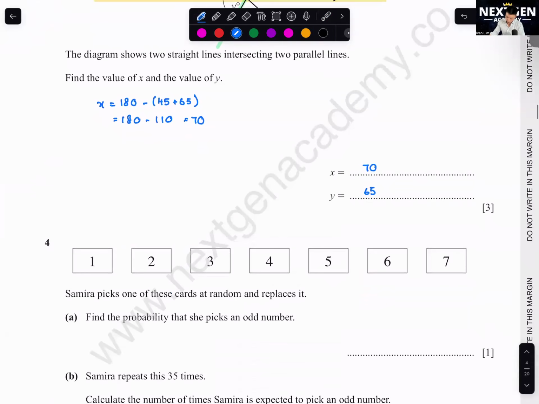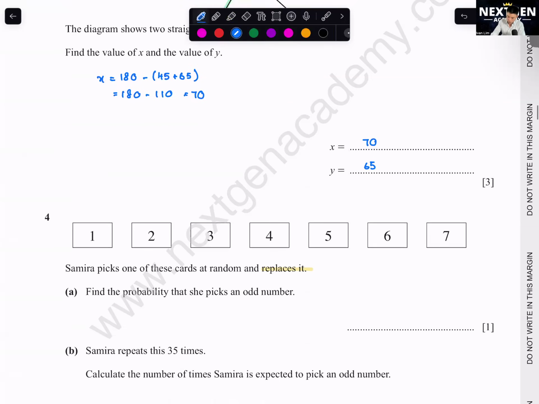Okay, next one. Question 4. Samira picks one of these cards at random and replaces it. See the word here? Replaces it. Find the probability that she picks an odd number. One number only. So how many odd numbers are there? 1, 3, 5, 7. 4 numbers. So 4 out of 1, 2, 3, 4, 5, 6, 7. 4 over 7. Nothing else to calculate.